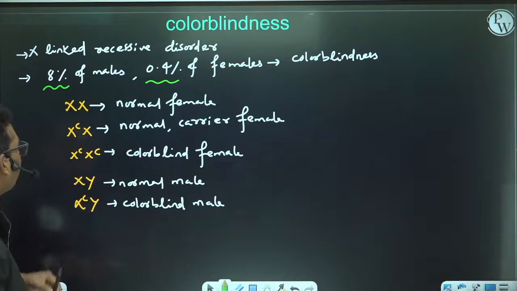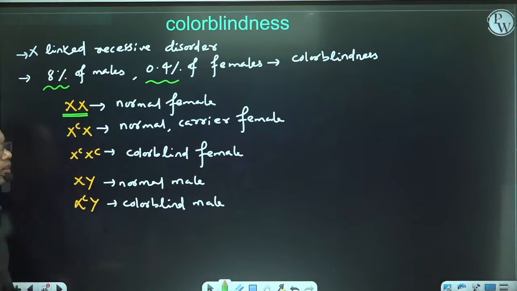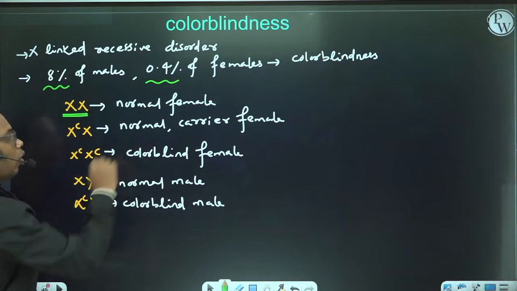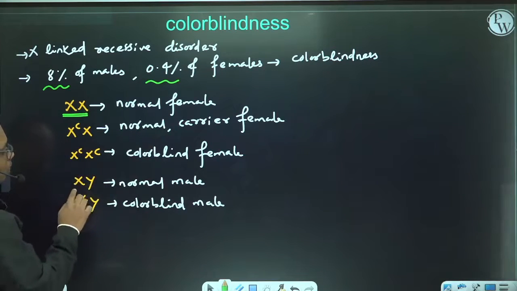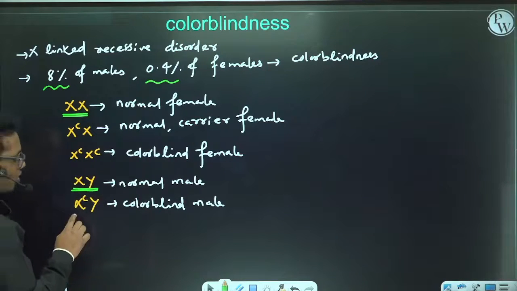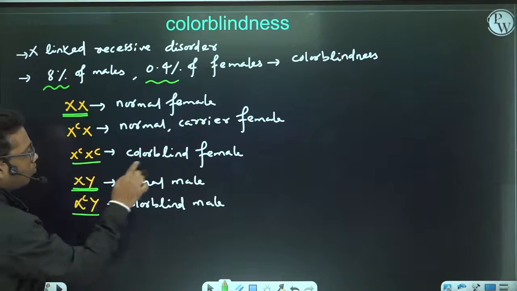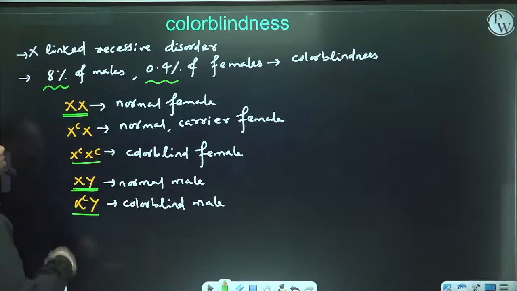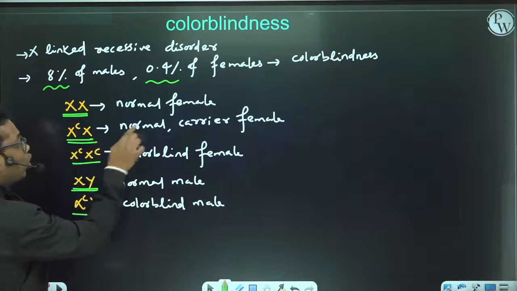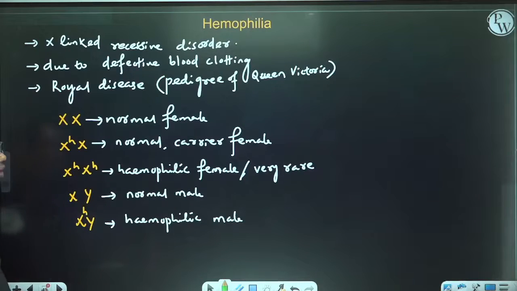Now, I have different types of genotypes. If the individual is XX, the female will be normal. If the individual is XY, the male will be normal. If the individual is XcY, the male will be colorblind. If the individual is XcXc, the female will be colorblind. But if the female is XcX, she is normal but a carrier. Normal but carrier. Clear?